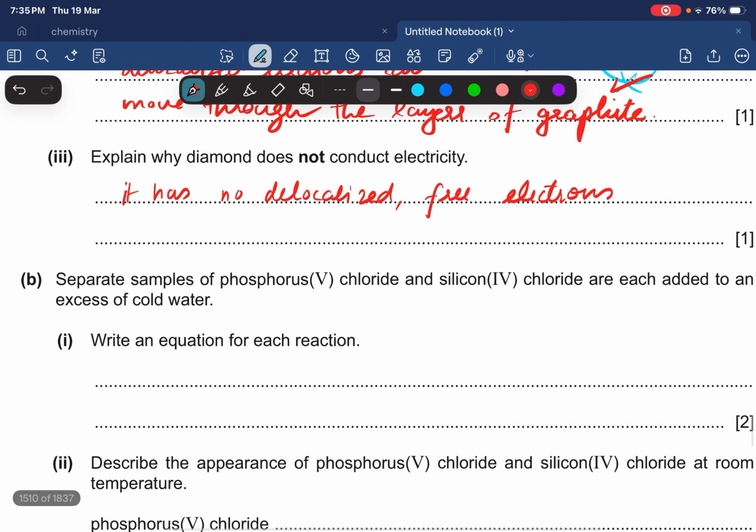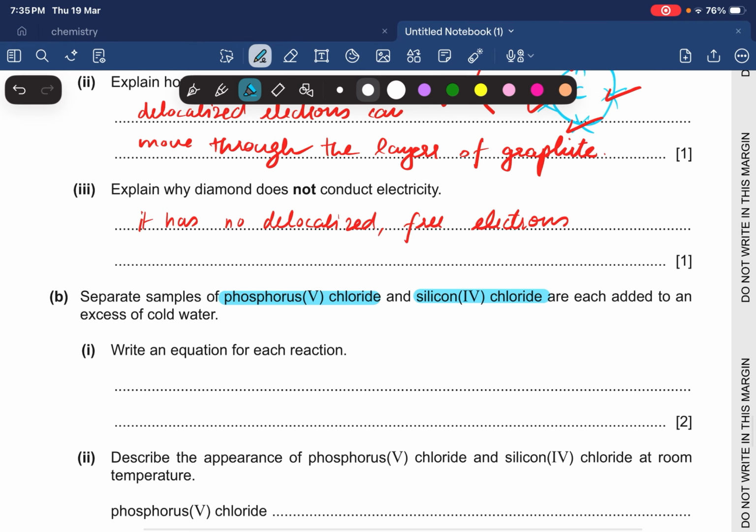So simple. Separate samples of PCl5, phosphorus chloride, or you can think about it as PCl3 as well, or silicon chloride, SiCl4, are each added to an excess of cold water. So what we're doing is we're simply hydrolyzing our chlorides. Write an equation for each reaction. So first, let's write for PCl5 plus water.